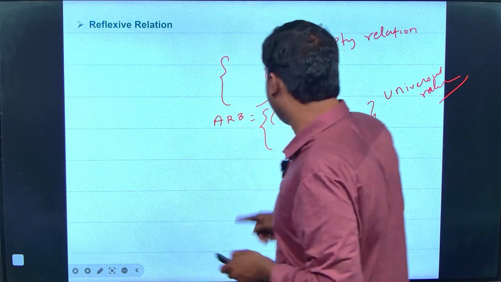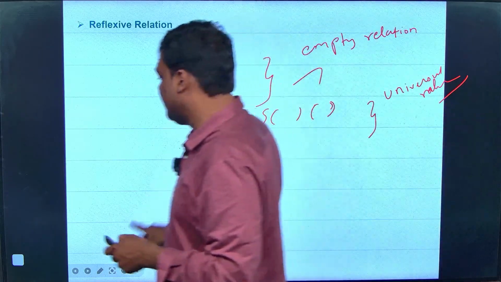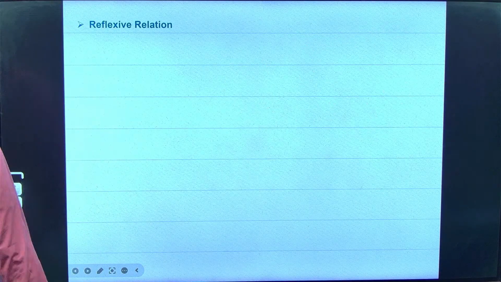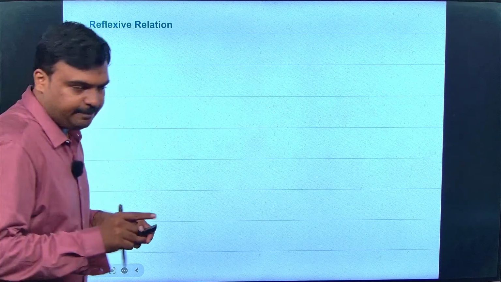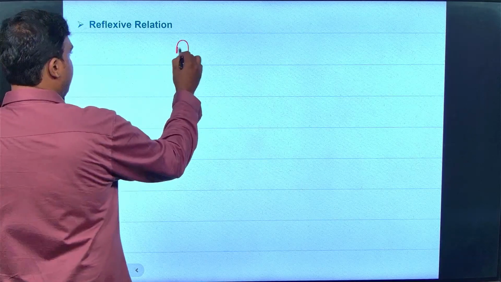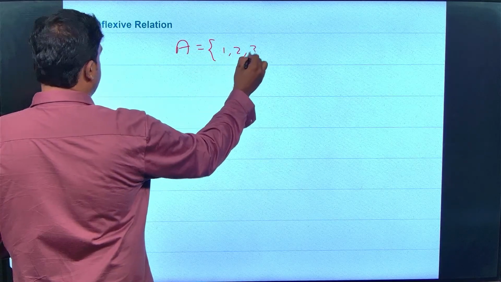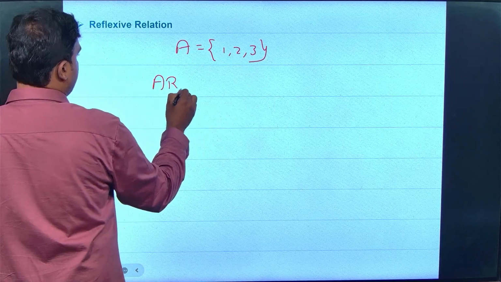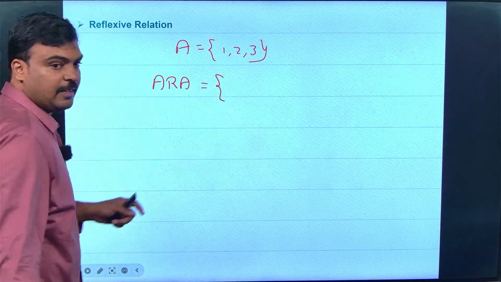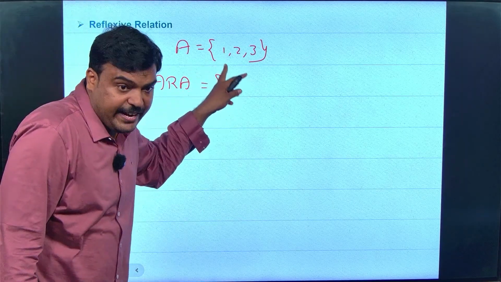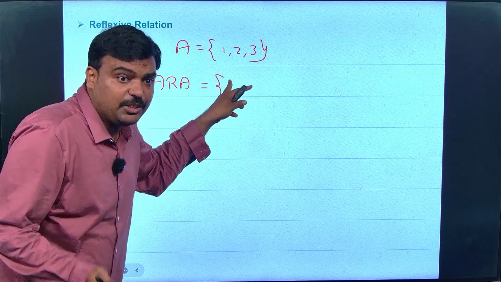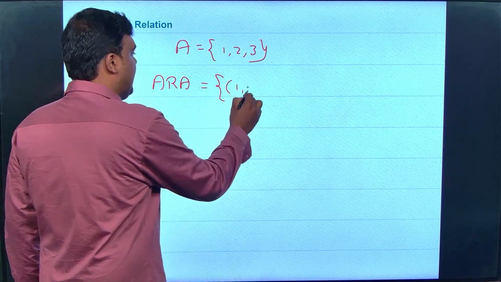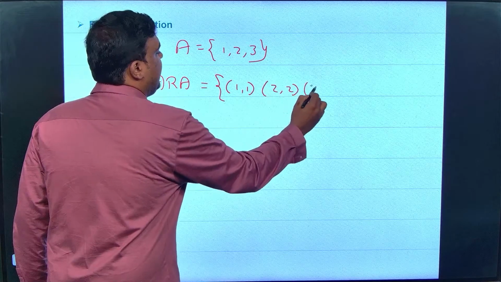Next we went for reflexive relation. What does reflexive relation say? If I have A equal to 1 comma 2 comma 3, and I am saying A related to A, I want every element of A related to itself, so it means 1 comma 1, 2 comma 2, 3 comma 3.